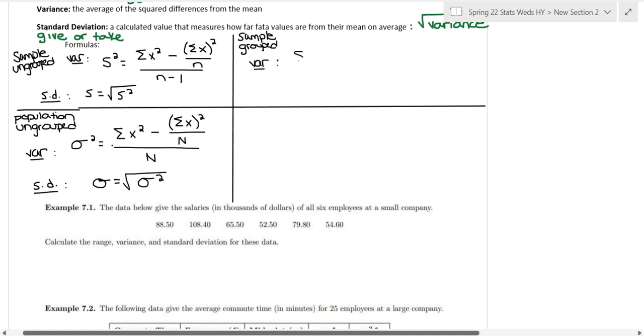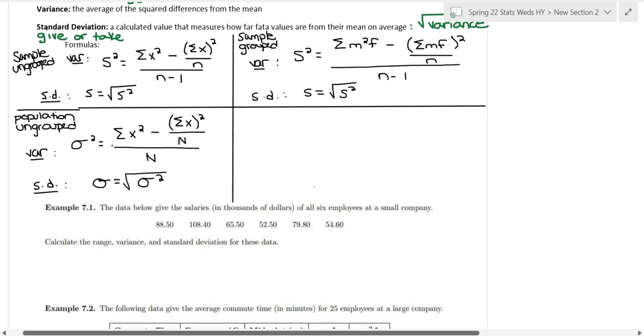So that'll be S squared equals the sum of the midpoint squared times the frequency, M squared F, minus parentheses sum of M times F squared over N, and then that whole thing over N minus 1. And then the standard deviation is the square root of that. So square root of S squared.